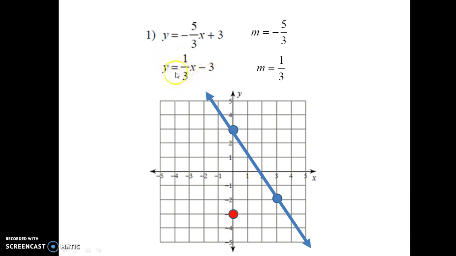And then the slope is 1/3. So from this point, I'm going to go up 1 and over 3 right to here, to that same location as that one. All right, so now you connect those and you have your second line.